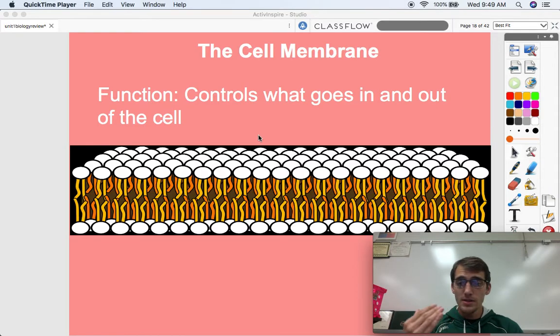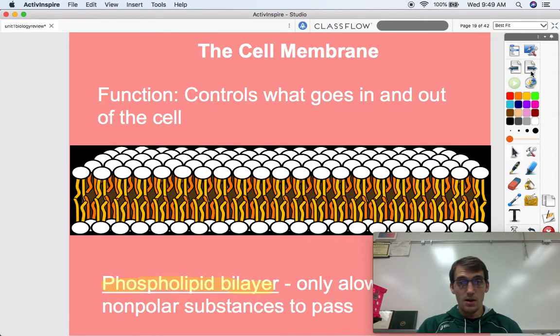And without the functioning of the cell membrane, the organelles aren't going to be contained. And if you let too much stuff in, it could cause harm to the cell, or if you don't let enough stuff in, it could cause harm, and so on and so forth. So it really controls what comes in and what goes out. And there's lots of reasons for that that go down to a molecular level.